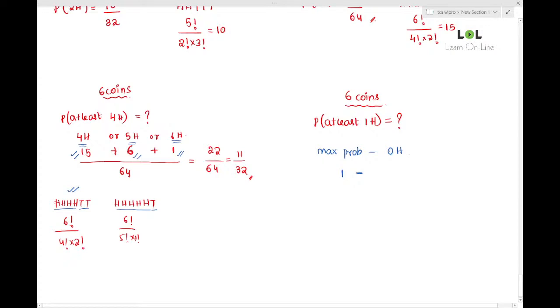0 heads. You'll get 0 heads in only one way out of total 64. If you do this, 63 by 64. Think about it, guys, directly. Totally 64 cases are there. There is only one case where you get 0 heads. Remove that case. It means all remaining 63 cases are your favorable cases divided by total 64 cases.